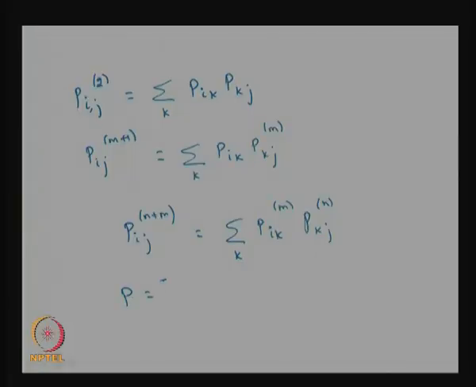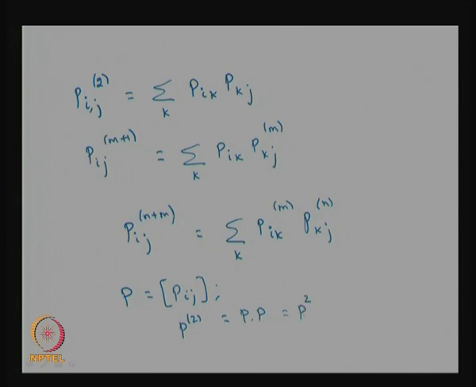In the matrix form, you can write the capital P as the matrix which consists of the elements of one step transition probabilities. In that case, if you make m equal to 1 and n equal to 1, then the matrix P superscript 2, that is the matrix form of the two step transition probability, is nothing but P into P, and that is going to be P square.